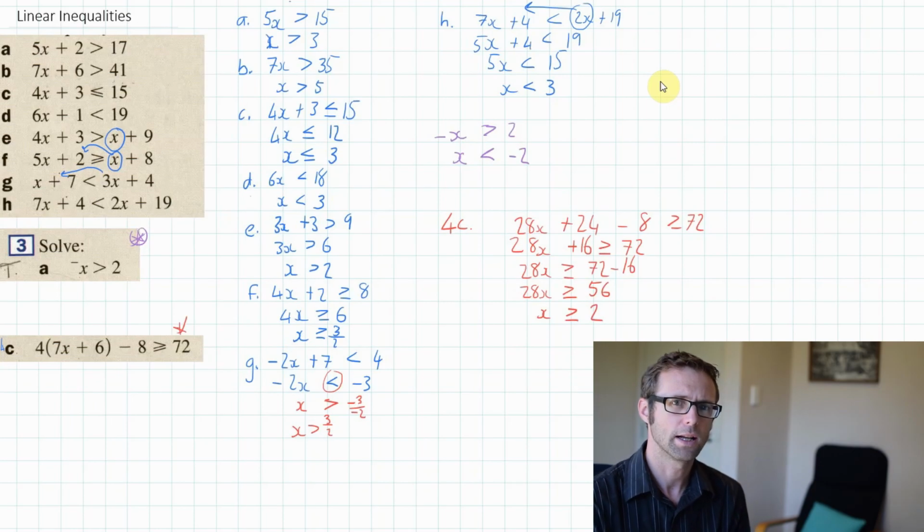So I hope this gives you a good wee introduction into doing inequalities. Key thing to remember is if you're timesing both sides by a negative number, flip the sign. If it was a greater than, it then becomes a less than.